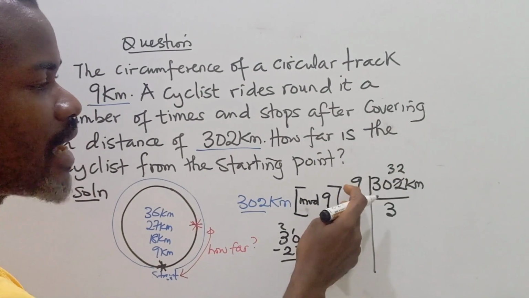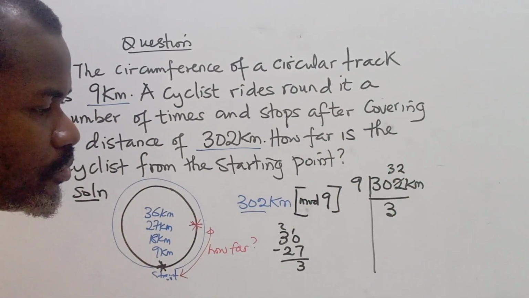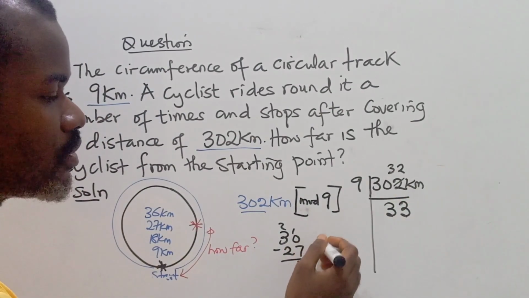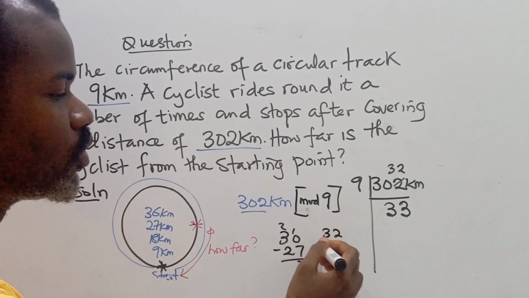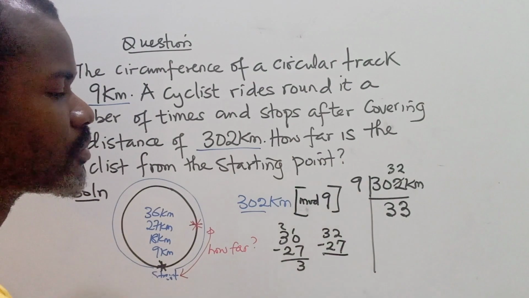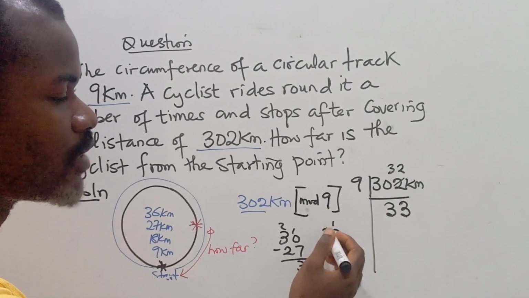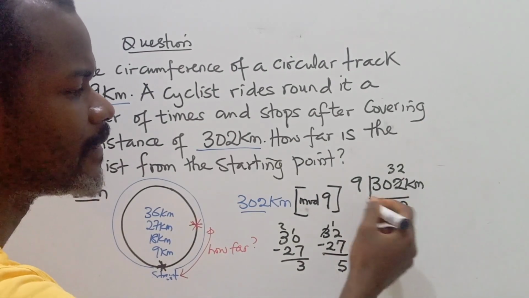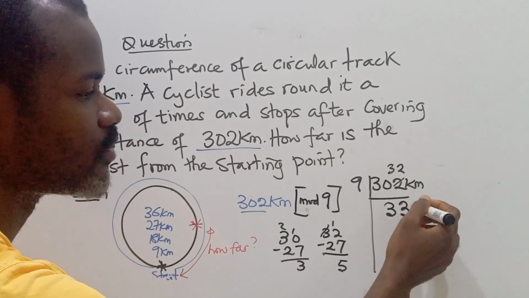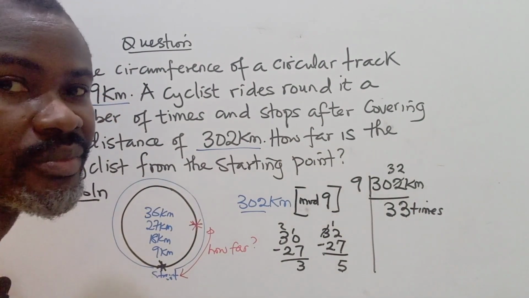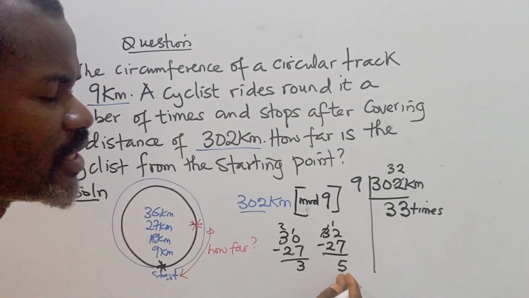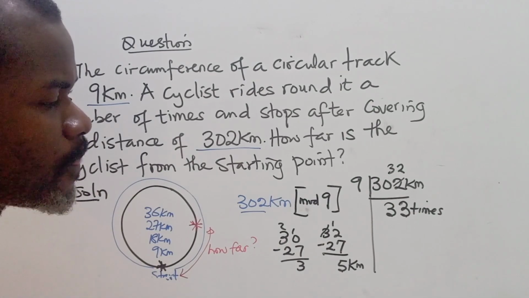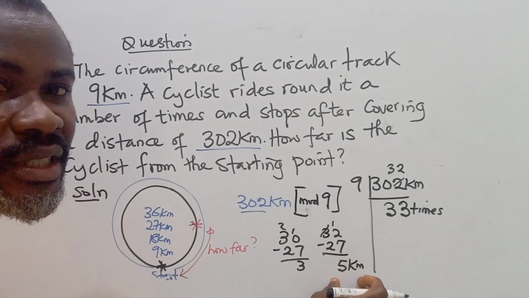So we have 32. 9 into 32 is how many times again? We still have 3 times, which is still 27. So we have 32 minus 27, which is 5. So we can see that he has moved 33 times, and how many kilometers left? We have 5 kilometers. All right. So 33 times and 5 kilometers.